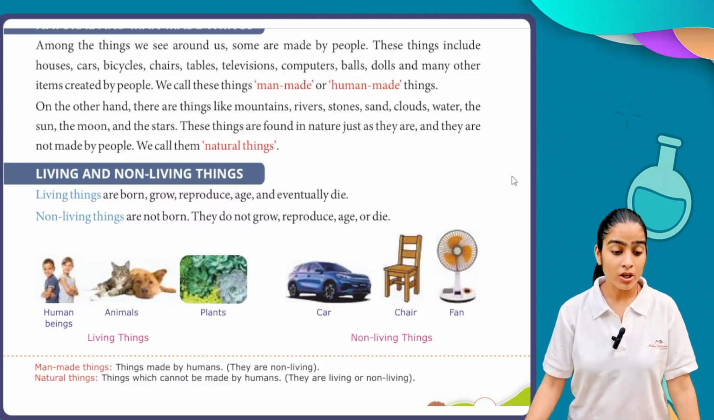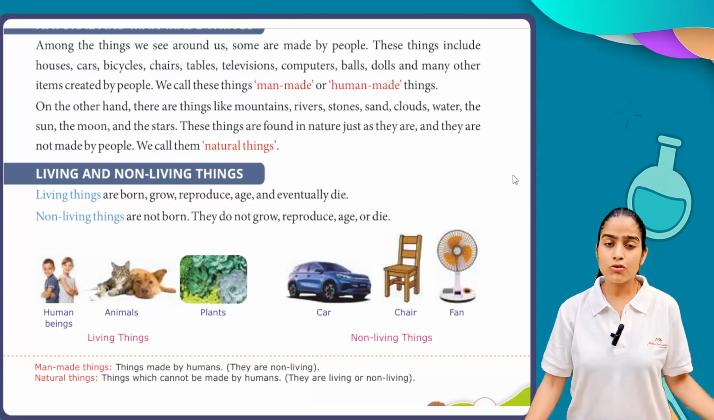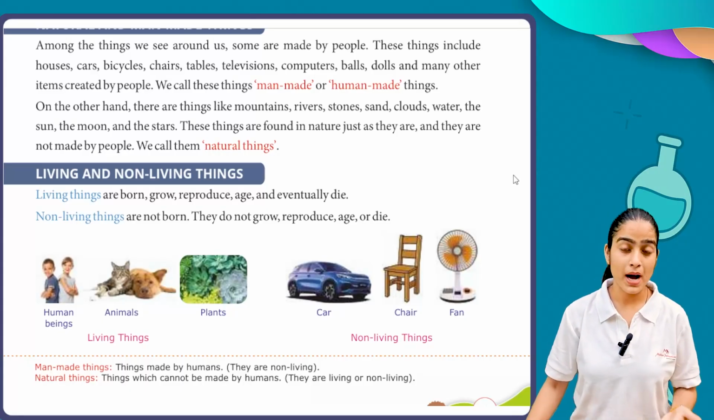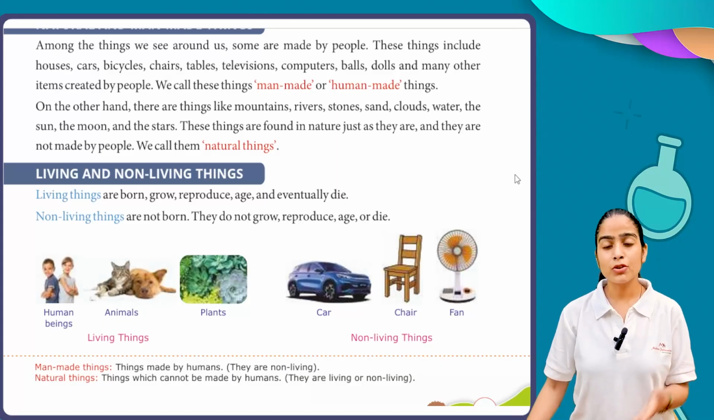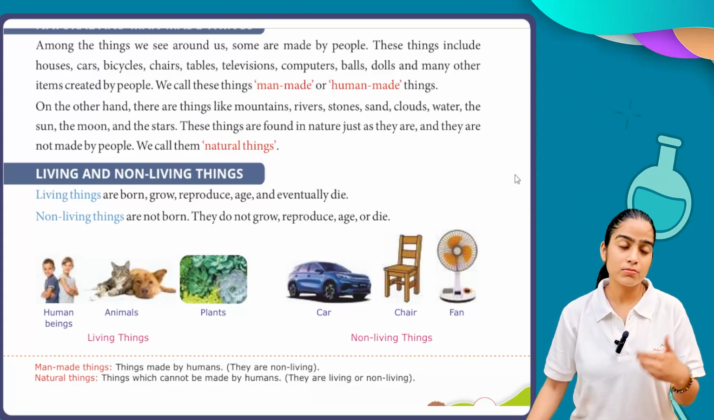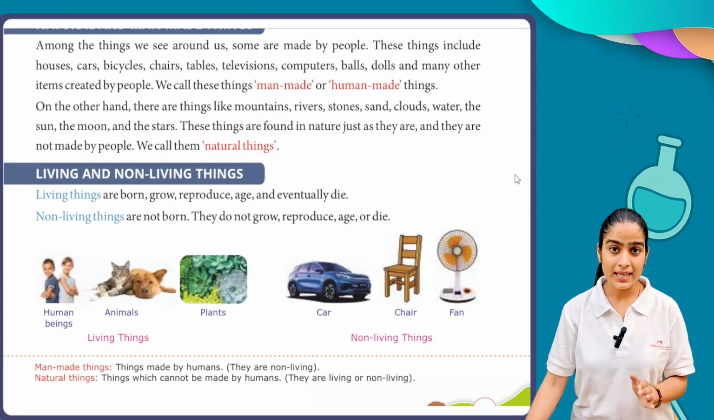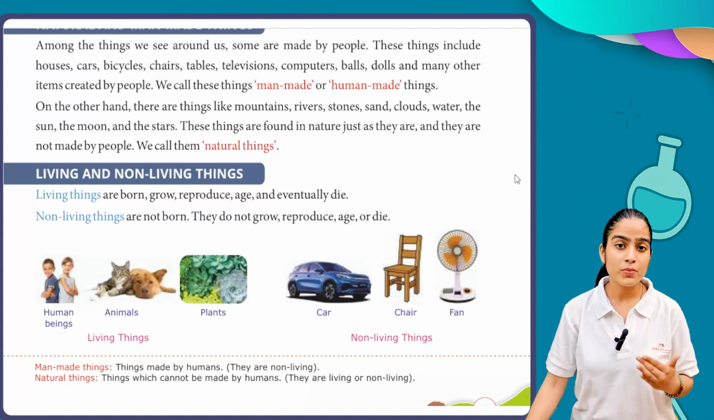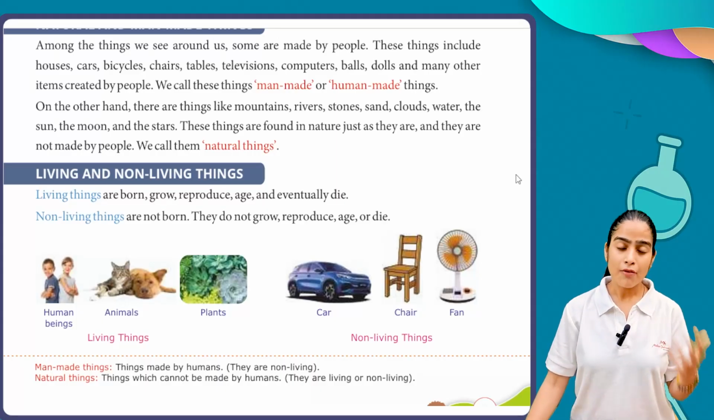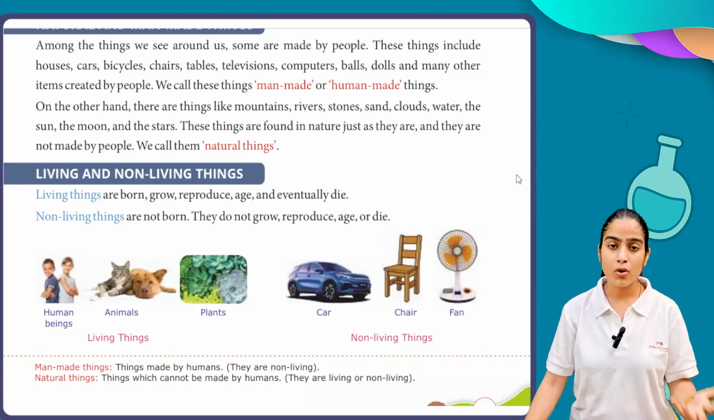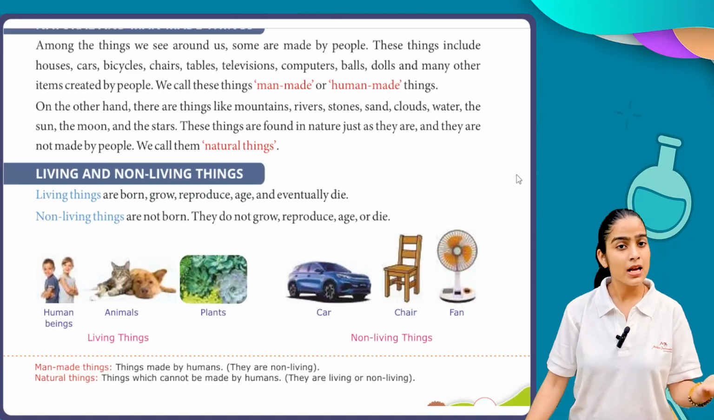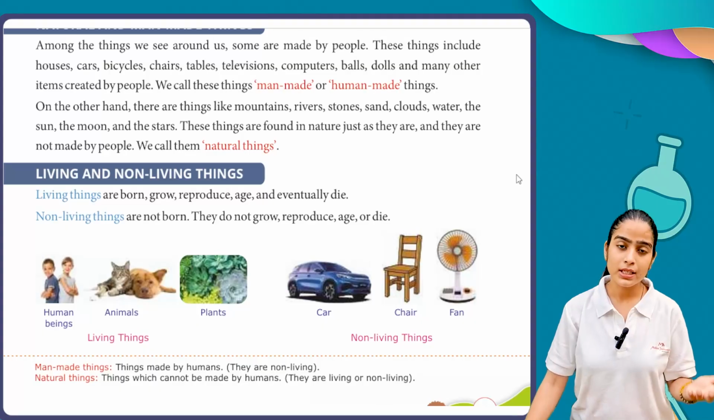As we discussed, non-living things are not born, and they do not grow, reproduce, age, or die. You can simply see your chair, your bag, your ball. If you see them after 2 to 3 years, they could be damaged, but they cannot grow, right? So those things which do not show any kind of growth in their life are your non-living things. After learning so much about living and non-living things in your earlier classes, you can simply differentiate between them.